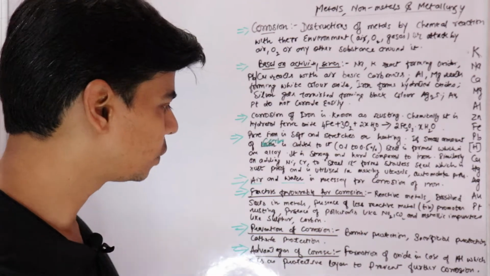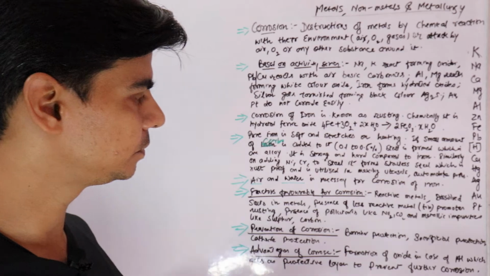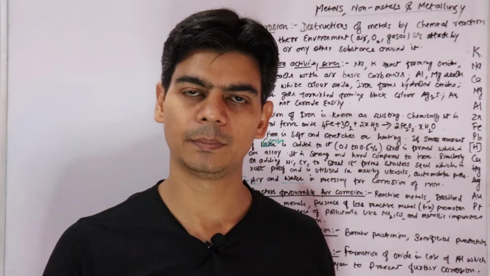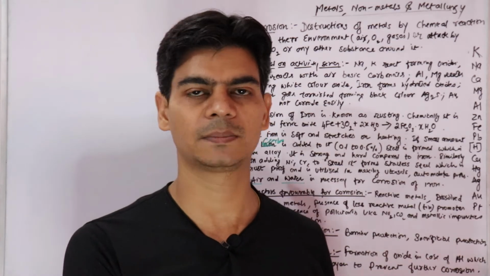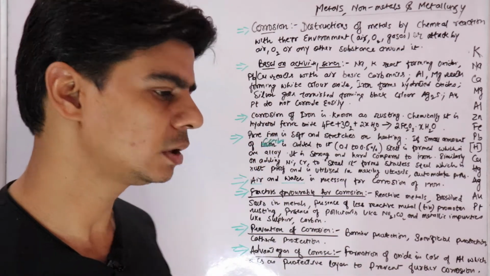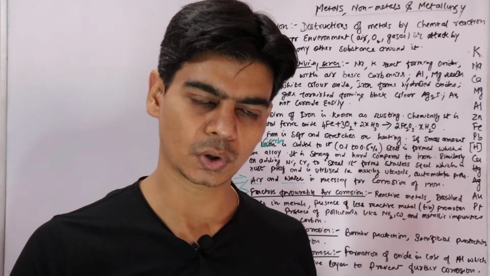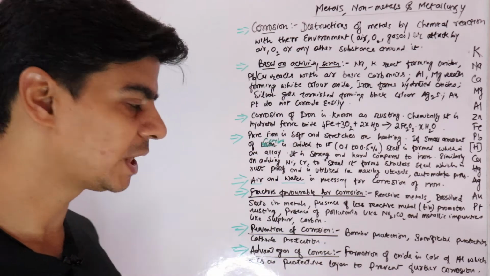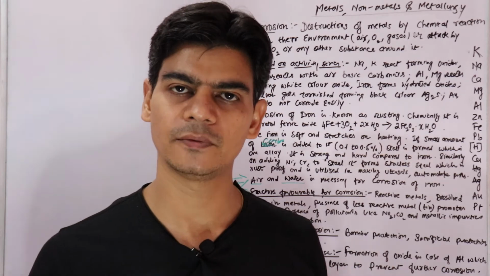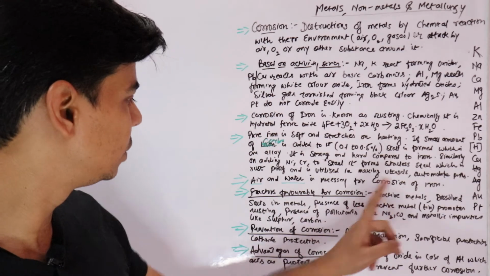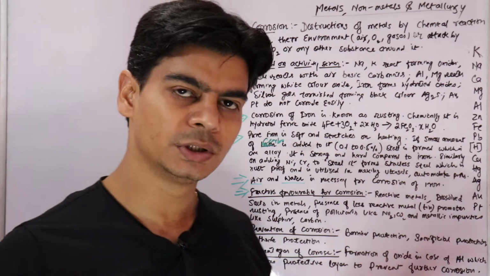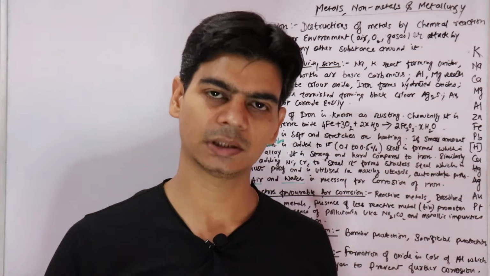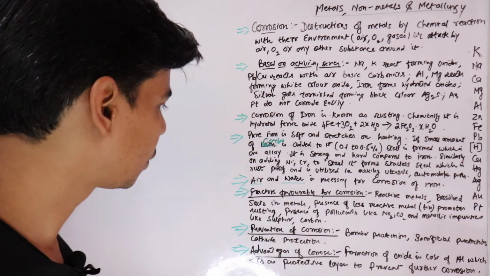And the second is dissolved salts. We know that iron gets rusted more easily in seawater as compared to distilled water or if it's placed in air. Why? Because seawater contains salts, and salts act like electrolytes. This presence of electrolyte favors corrosion. So dissolved salts in water or seawater will act as electrolytes and will favor the process of corrosion.